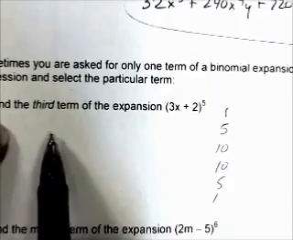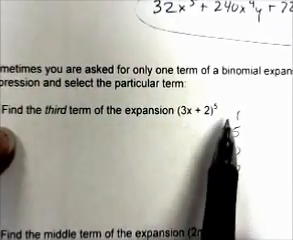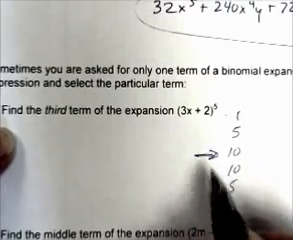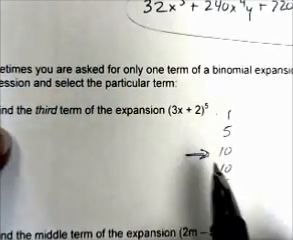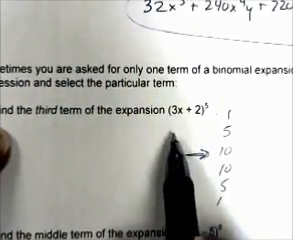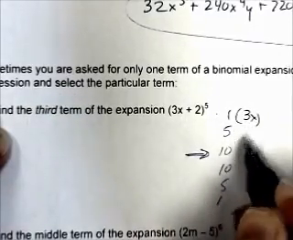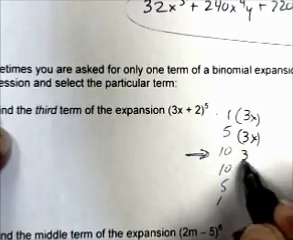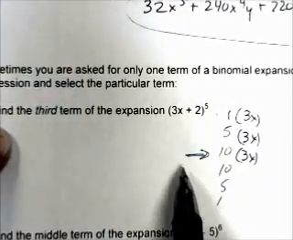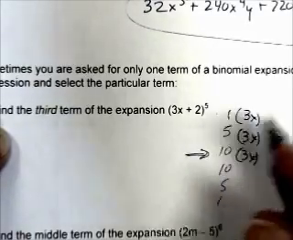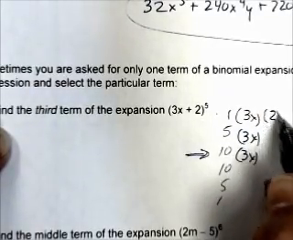But we want to find the third term, all right? So this is the first, second, third. So this is the only one we really need to calculate. We'll start with our first term of our binomial, which is 3x. So I write 3x, 3x, all the way down. But I know I'm only going to go to the third term, so I can actually stop there. And then the second term of our binomial is 2.